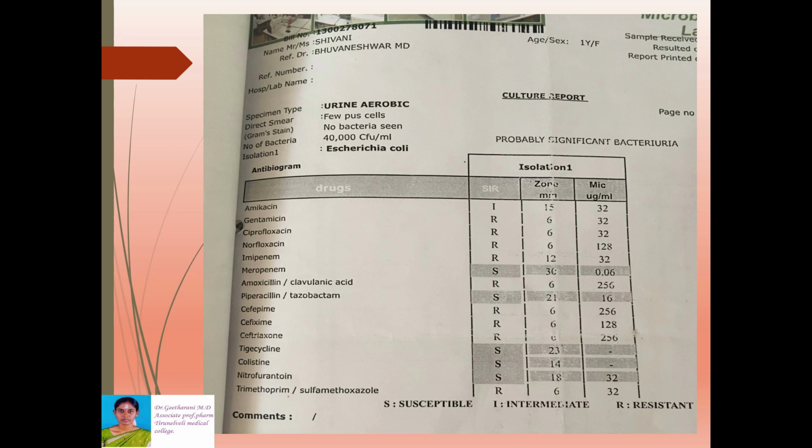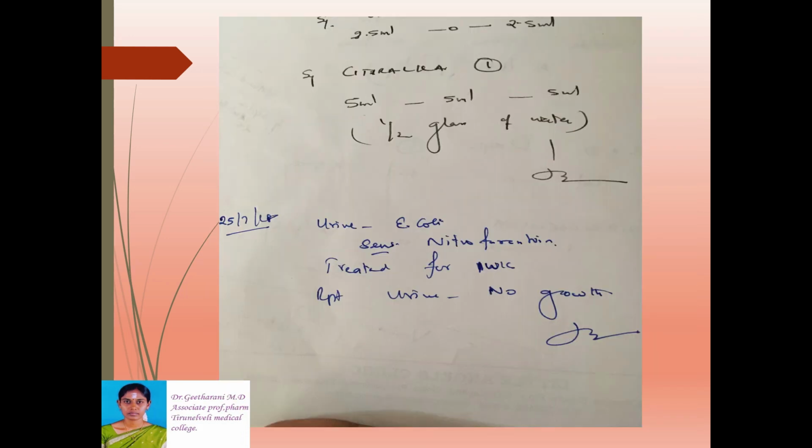Whereas meropenem, tigecycline, and ceftriaxone, all ceftriaxone is resistant here. Tigecycline, all these need to be given parenterally. So we have to choose a drug which is economical and at the same time has the easiest route, so oral route. So nitrofurantoin is given for the child and treated for 1 week.